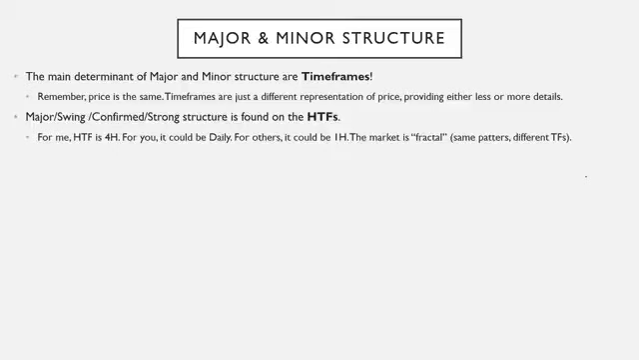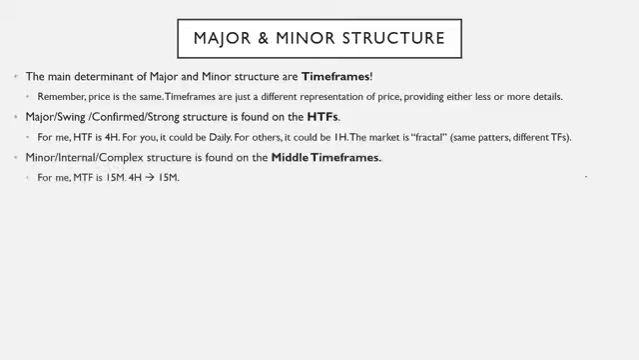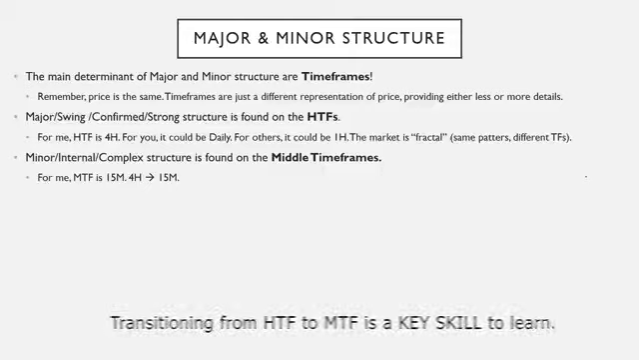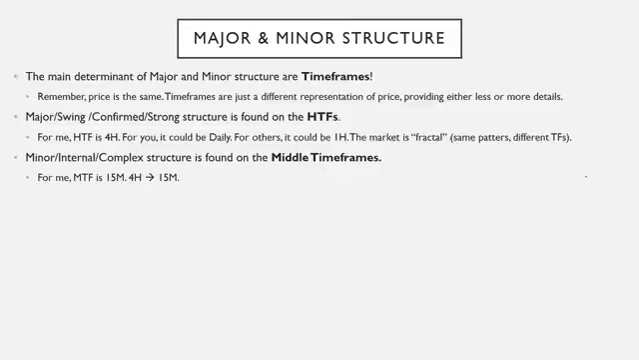So if you have your major structure on your higher time frame, which is the 4H, the lower one you choose is going to be your minor, your internal structure, your complex structure. This is what we find on our middle time frames, which for me is the 15-minute. So I go from the 4H to the 15-minute. This is the most important transition. And then if you want to do another one for entries, from the 15-minute to the 1-minute, but it's all the same. It's fractal.